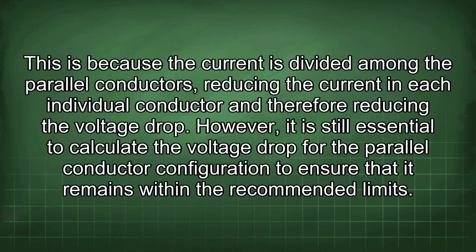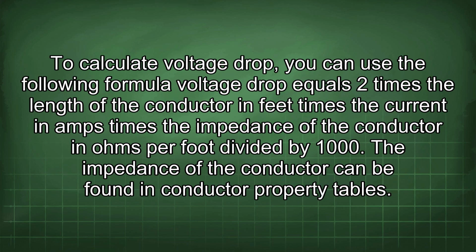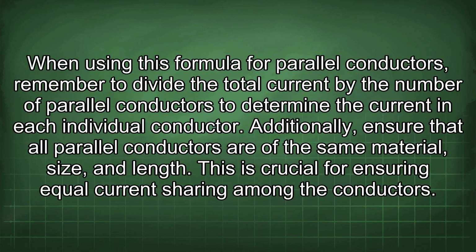However, it is still essential to calculate the voltage drop for the parallel conductor configuration to ensure that it remains within the recommended limit. To calculate voltage drop, you can use the following formula: voltage drop equals 2 times the length of the conductor in feet times the current in amps times the impedance of the conductor in ohms per 1000 feet, divided by 1000. The impedance of the conductor can be found in conductor property tables. When using this formula for parallel conductors, remember to divide the total current by the number of parallel conductors to determine the current in each individual conductor.